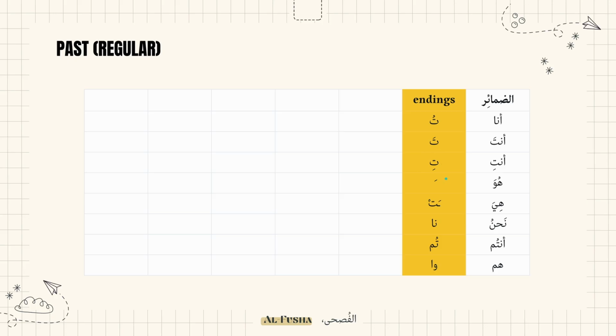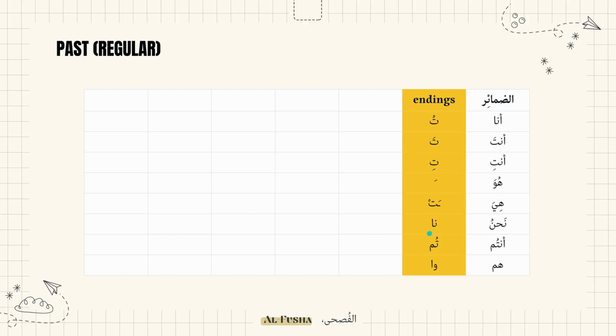For huwa, it doesn't take anything, just fatha. In some cases, we don't put it. So we just say huwa shariba. Right? For hiya, now you have to put ta, but with sukoon. So you're going to say hiya sharibat. Okay, so if the root verb is shariba, you're going to say hiya sharibat.